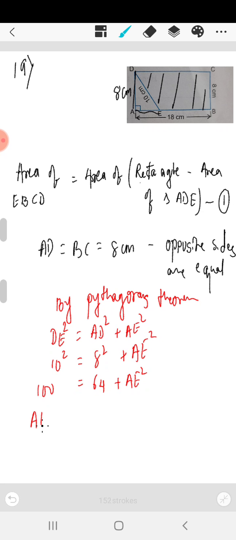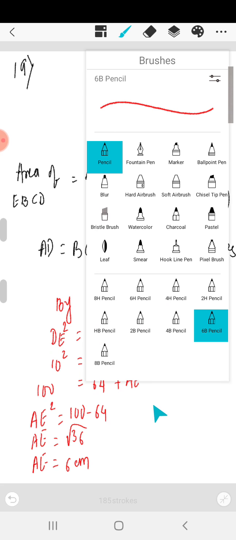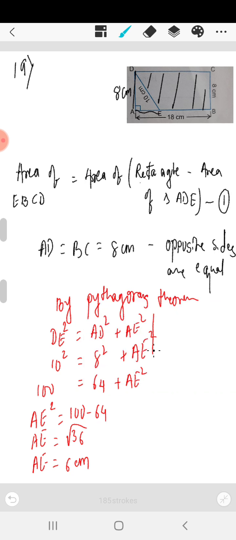So we get AE square as 100 minus 64. So AE is square root of 36. So we get AE as 6 centimeter. So we have calculated what is AE, that is the base of the right angle triangle. Now let us substitute in the first equation.